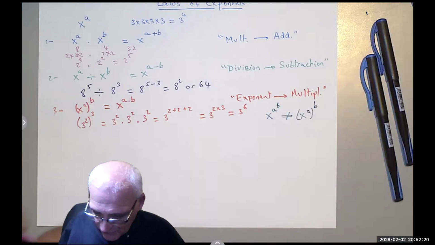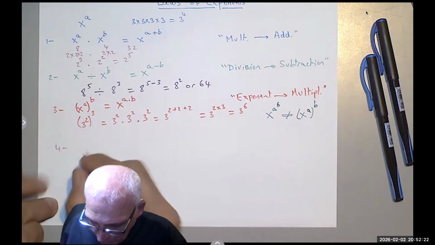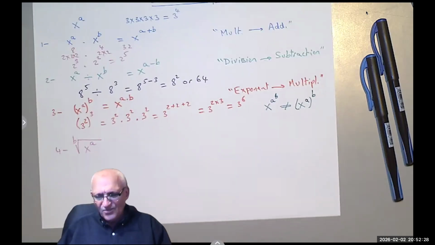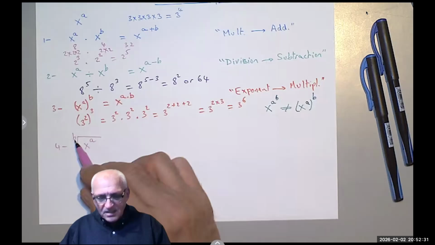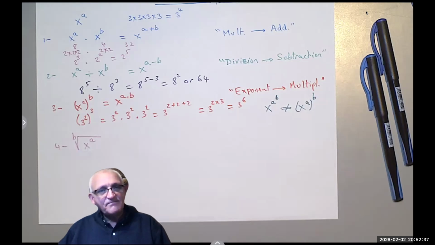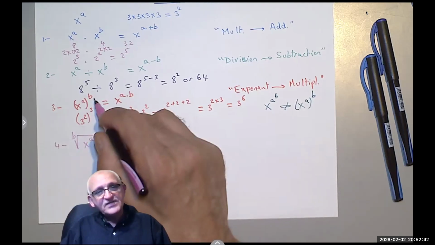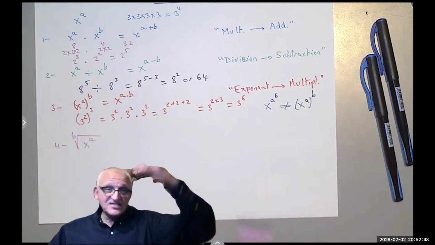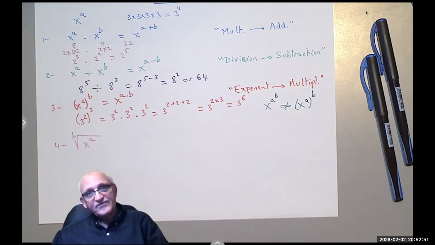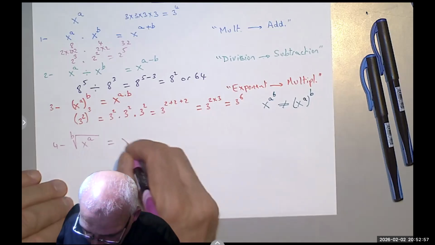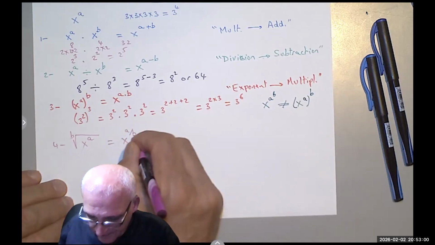Okay, let's move to a fourth one. What is the bth root of x to the a? What's a bth root? Yeah, a square root, or a cube root, or a 10th root. It doesn't matter, any b. The root is the opposite of the exponent. So if I say x squared, its opposite is the square root of x. If I say x cubed, its opposite is the cube root of x. So the bth root of x to the a is x to the a over b.